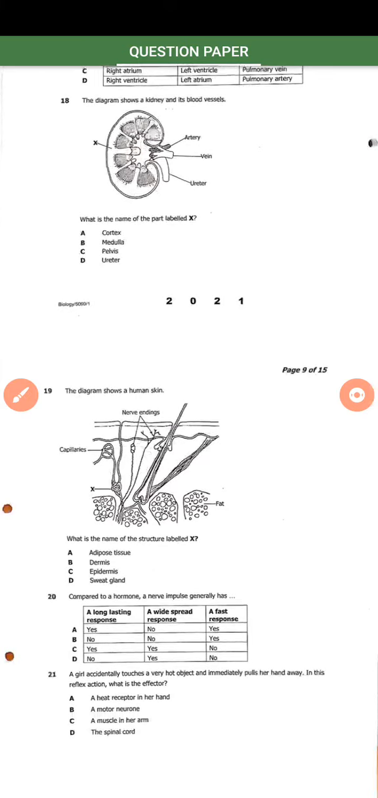Then 19, the diagram shows a human skin. What is the name of the structure labeled X? Okay, so X is basically our sweat gland. So the correct answer there is D. Okay. Which one is the epidermis? This one is the epidermis, and this one is the dermis. And which one is the adipose tissue? It's this one. Okay, so the correct answer there is D.